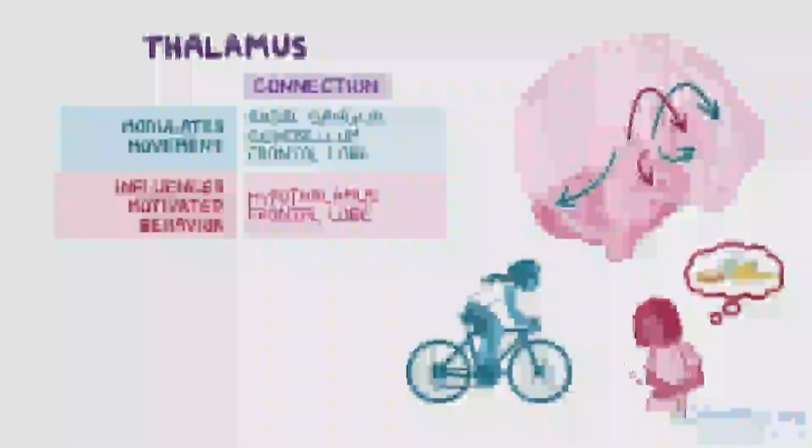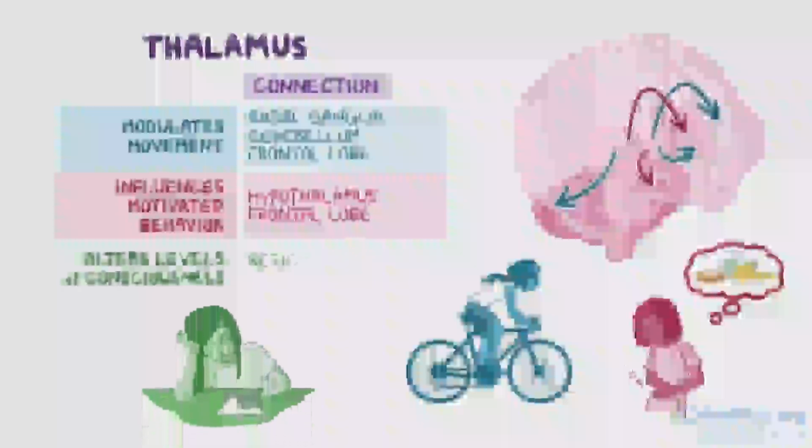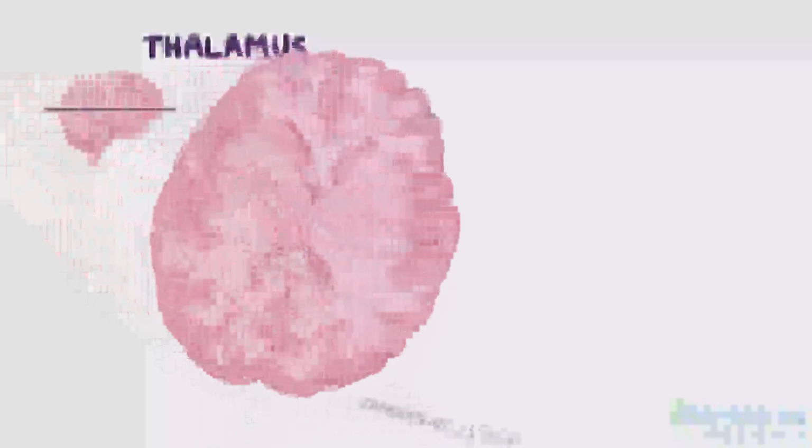The thalamus plays a role in modulating movement through its connections with the basal ganglia, cerebellum, and frontal lobe. It can also influence motivated behaviors via connections between the hypothalamus and the frontal lobe. The thalamus can even alter levels of consciousness by communicating with the reticular formation of the brainstem. Talk about multitasking. Now, to better understand its relation to adjacent structures, let's make a transverse section of the brain.